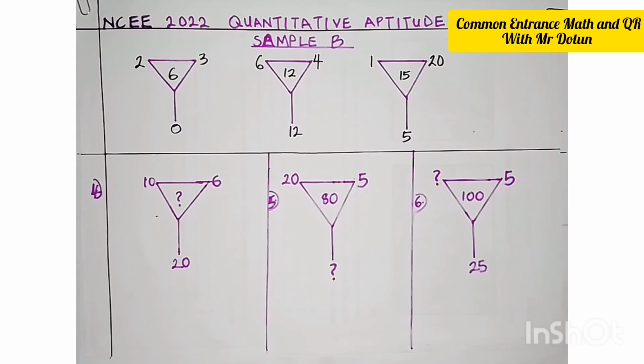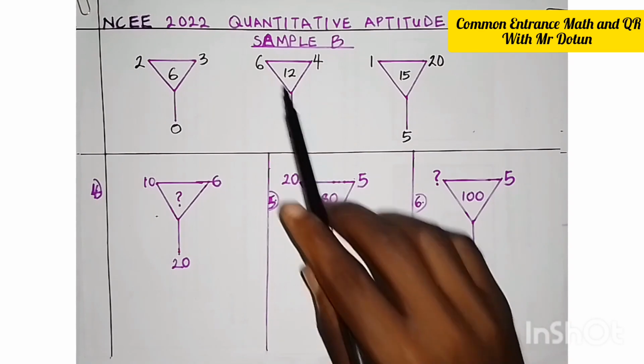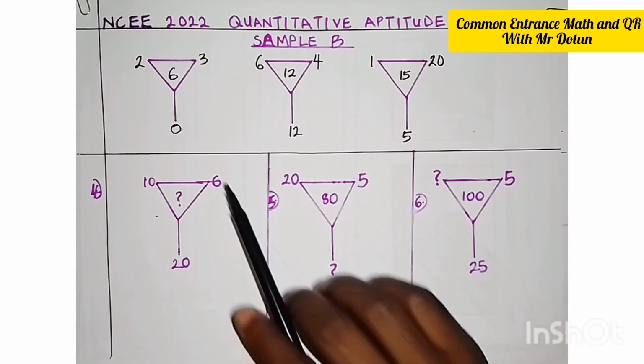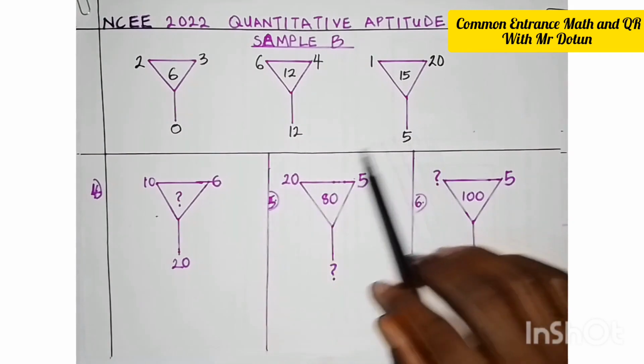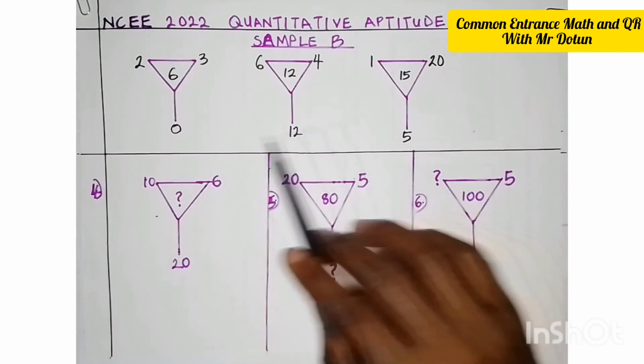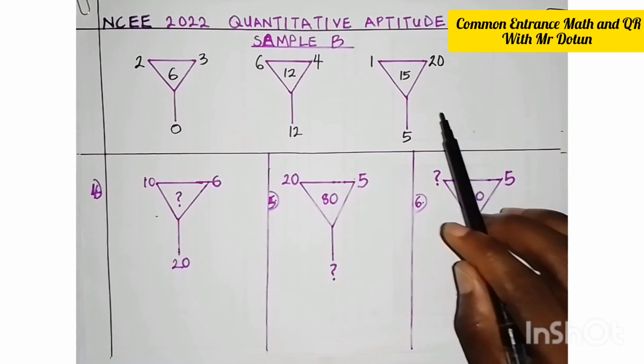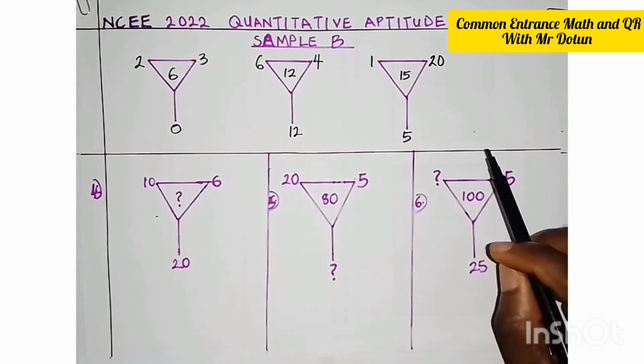Alright, so we started with sample A, and in this video we're looking at sample B. This is a National Common Entrance 2022 quantitative reasoning question, or quantitative aptitude. This is sample B. We have three samples, three patterns, and I told you the essence of having three is for you to be able to confirm whatever you've done with one with the other ones.